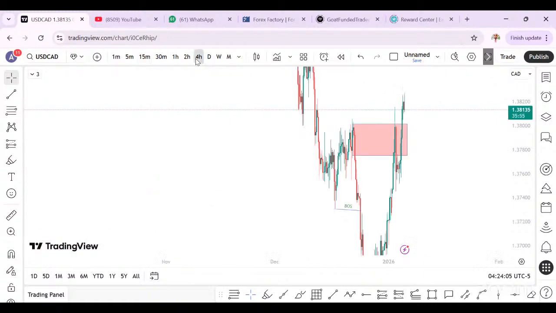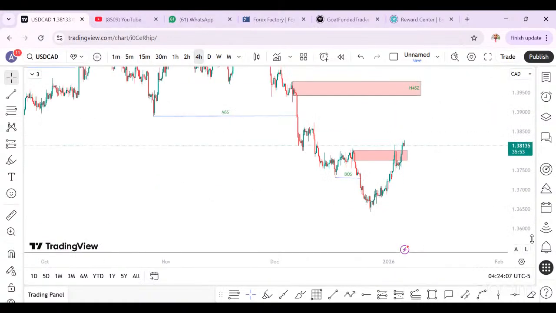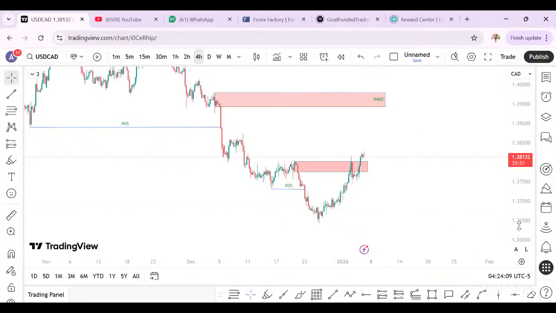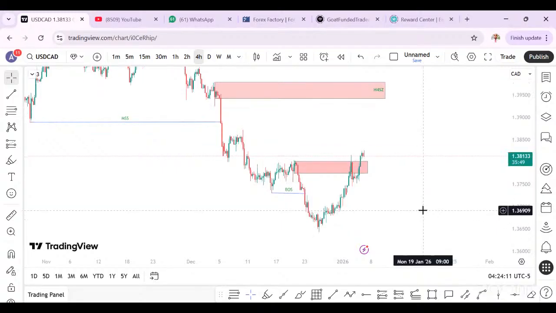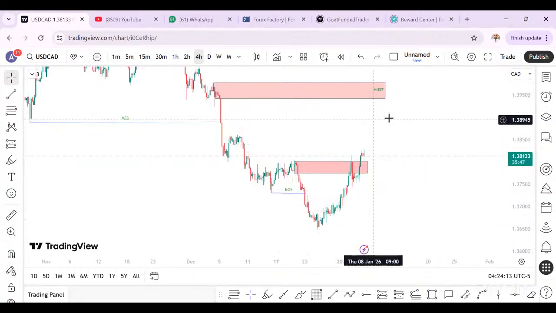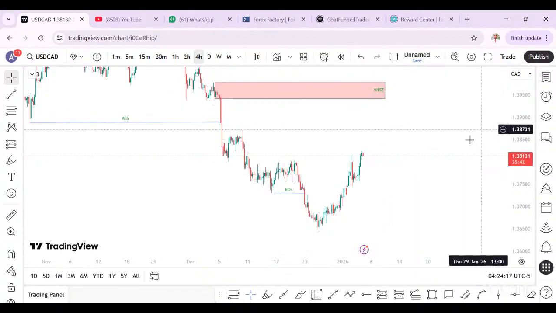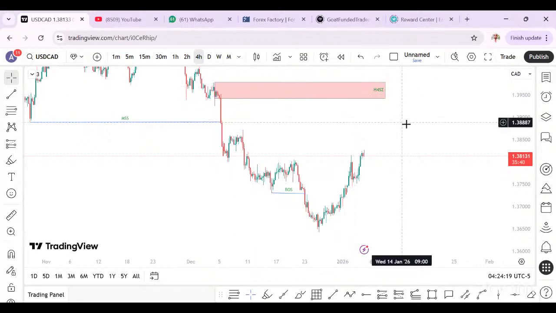So loss is a part of the trade. Whenever you hit stop loss, you don't look at it negatively. You take it as a lesson. So as for this pair, I am no longer interested in selling for now until maybe price gets to this zone.